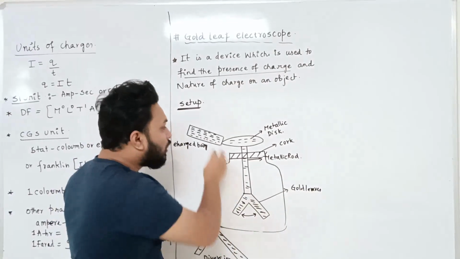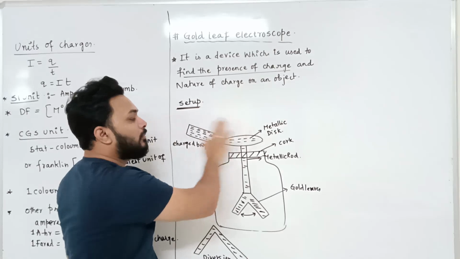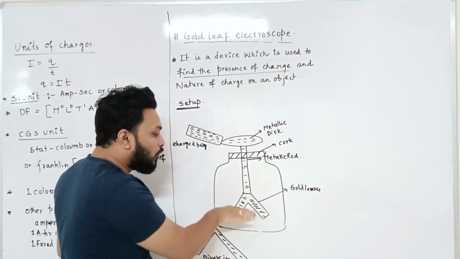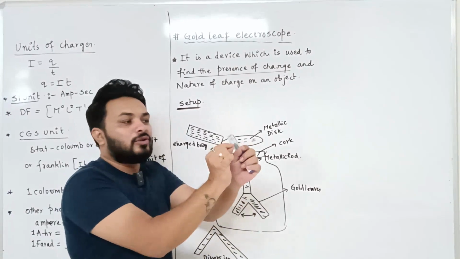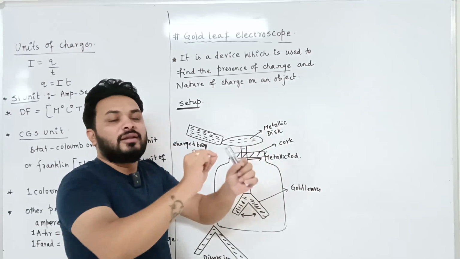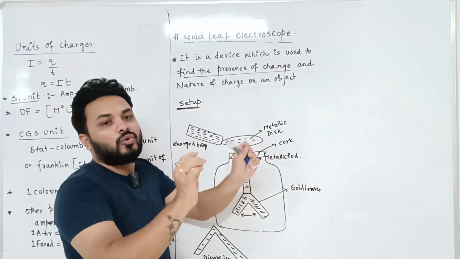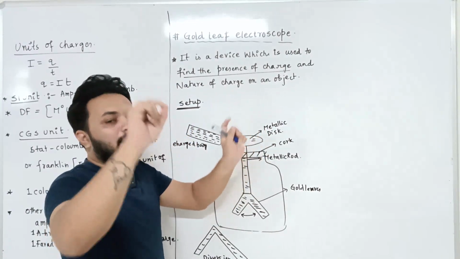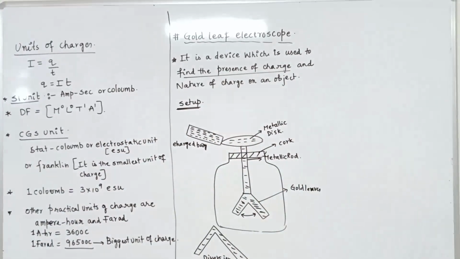Understood? If more number of charge we put in the charged body, more number of electrons transfer, more number of electrons will accumulate in the gold leaves, then there will be more divergence due to the same type of charge present on the other side of a gold leaf. Due to repulsion, there will be divergence. Got it? See here. So now what we are doing?